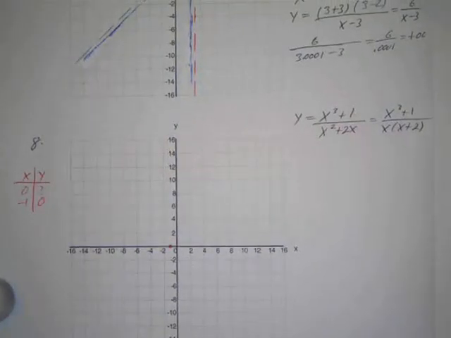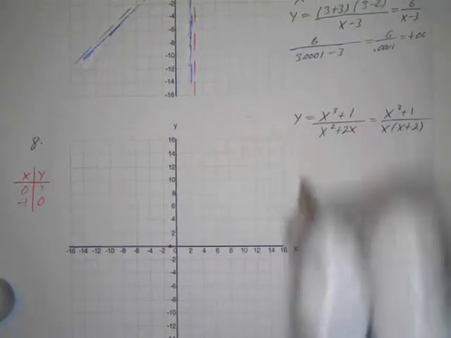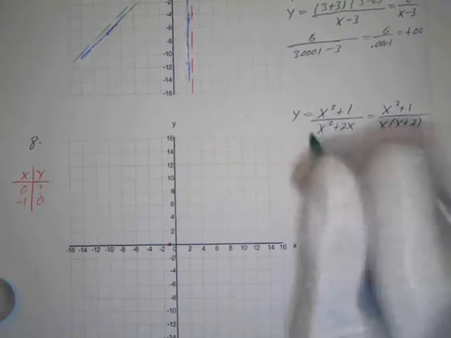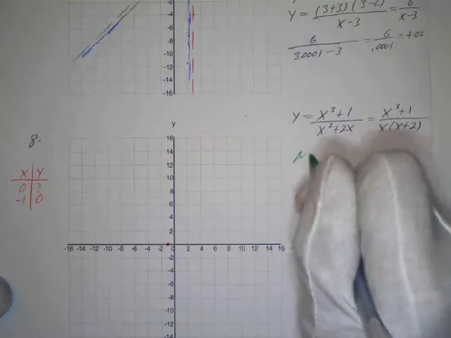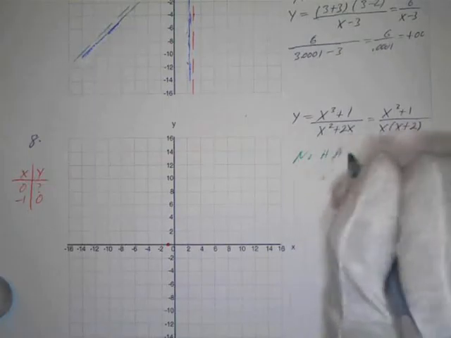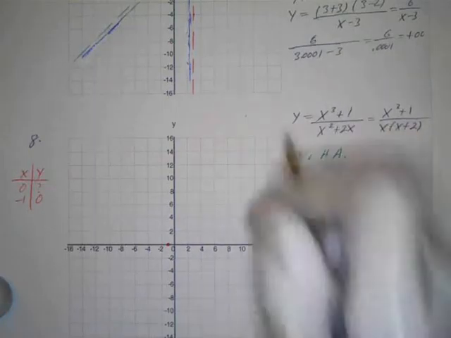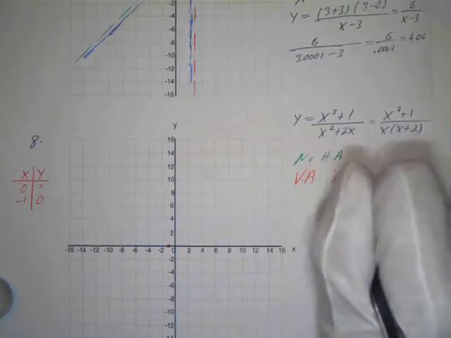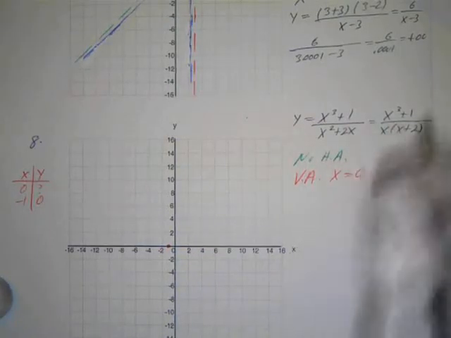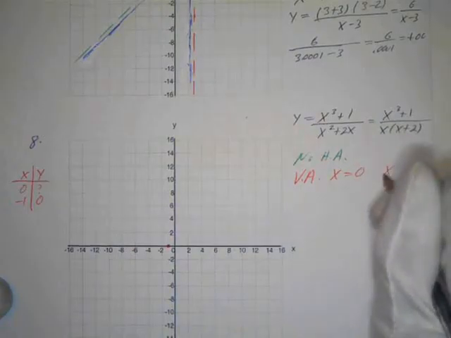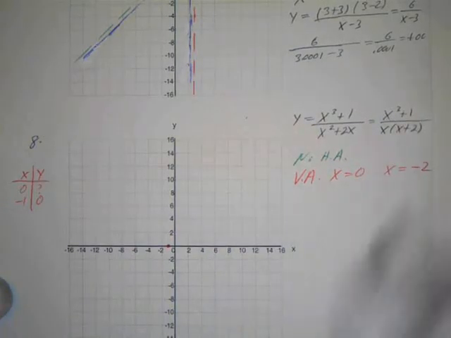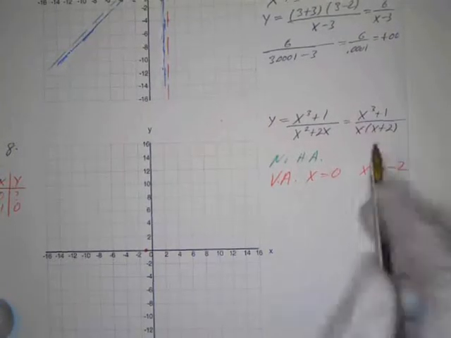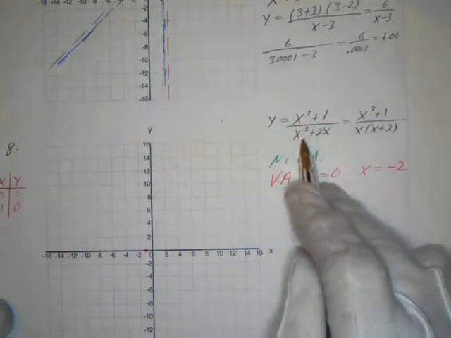Do we have any vertical asymptotes? Yeah, we sure do. Do we have any horizontal asymptotes? No, no horizontal asymptotes because the degree of the top is greater than the degree of the bottom. But we do have vertical asymptotes at x equals 0 and at x equals -2. So that's what's going to make the bottom 0. And notice that the degree of the top is 3 and the degree of the bottom is 2.